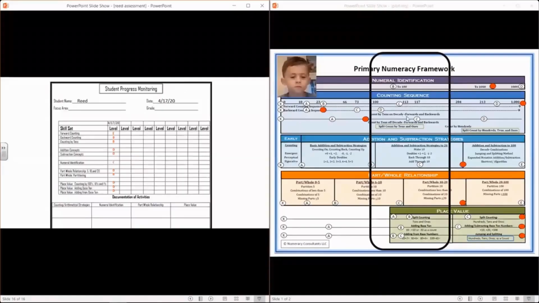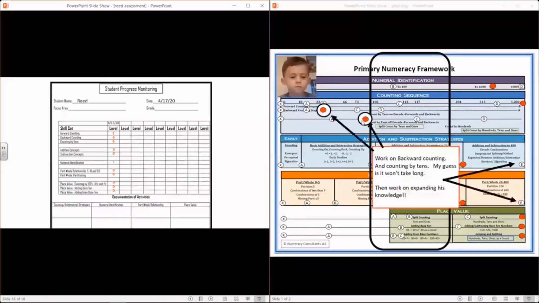So now what we're going to do is say, okay, what will we work on? What's standing out to you? Well, I see these two things right here. So I'll say, okay, we're going to work on backward counting and counting by tens. I have an idea that once he has those two skills worked on with him, he's going to pick up very, very quickly. So now we can say, all right, we're going to work on these. I'm guessing he's probably going to do really well with them.